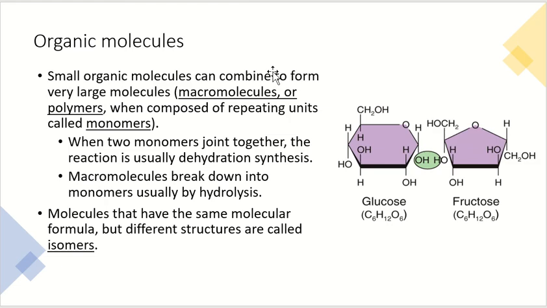So, organic molecules. These are really important for just all of life, essentially. Small organic molecules are going to be able to combine to form very large organic molecules. And these are either called macromolecules or polymers. They're called polymers when they're composed of repeating units of monomers. If we had a whole bunch of glucose molecules, a glucose molecule would be a monomer. And if we had a bunch of repeating glucoses, that would be a polymer, all right? If we were to mix together a bunch of different monomers, that would end up with a macromolecule, right?